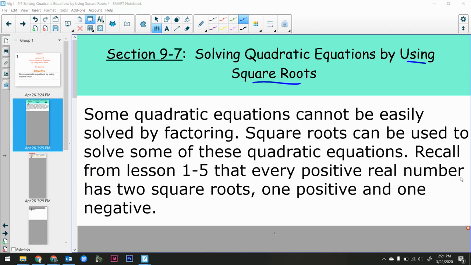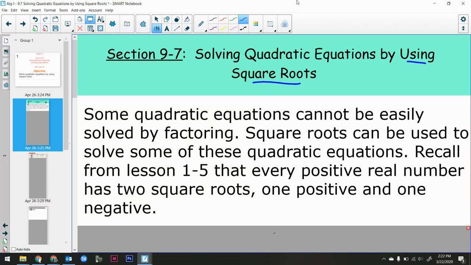So sections 9.6, 9.7, 9.8, 9.9. 9.6 was solving by factoring. Section 9.7 was solving by using square roots. Now, the difference between section 9.6 and 9.7 was, 9.6 was solving quadratics that could be factored. We know now that not everything can be factored. So 9.7, 9.8, 9.9 are all about what other methods you can use. For example, section 9.7 is about solving by using square roots. It's just a different method of solving quadratics. But you can't always solve by square roots. You can only do them in specific times.